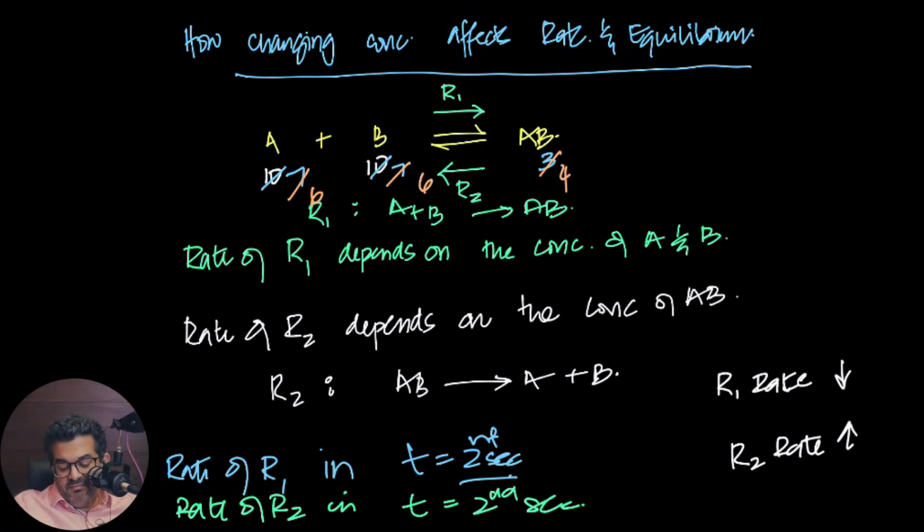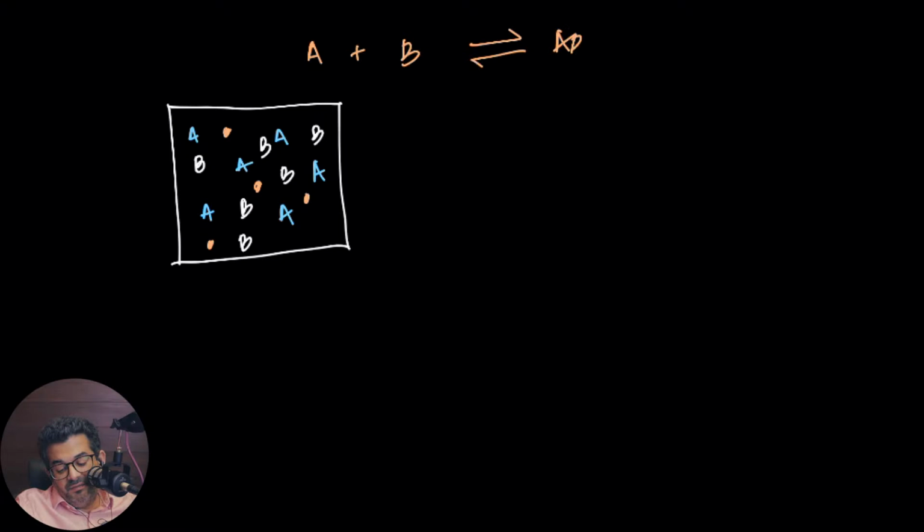So at this moment, if you have a box, and I'd like to make a container because we are talking about a closed container. What we have in this closed container is 6 of A's, 1, 2, 3, 4, 5, 6, and 6 of B's, 1, 2, 3, 4, 5, 6. And I'm using these circles to represent AB. Now, this is an equilibrium between A and B becoming AB.